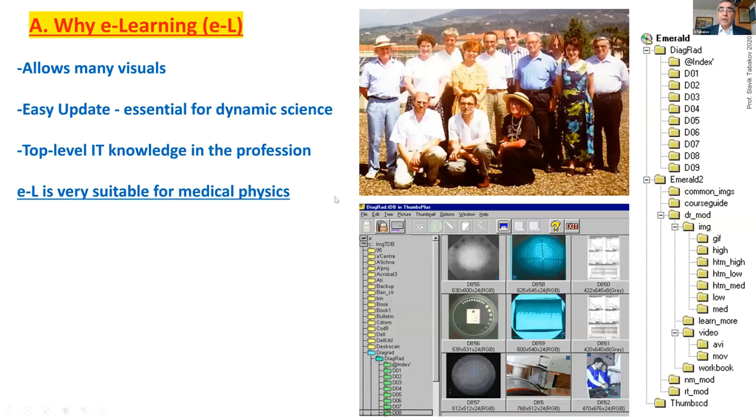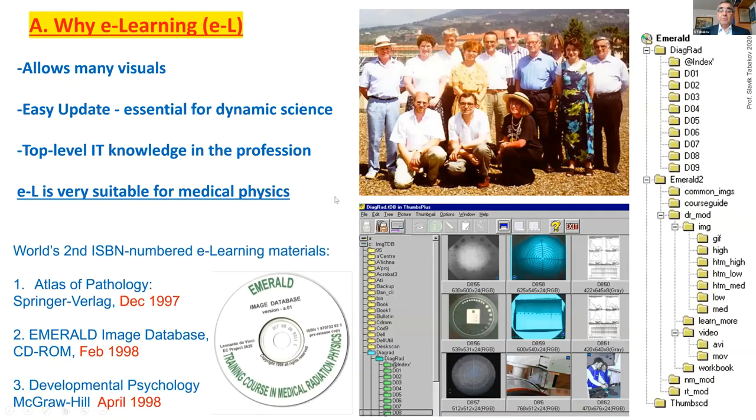From the beginning, we did this CD-ROM, which probably many of you know, the Emerald Training Course in Medical Radiation Physics. I think we all are proud that this was not only the first in the profession, it was the second in the world e-learning material with an ISBN number as a book. Here you can see the three such CDs which were made in only 4 months' time. We were the second together with Springer Verlag and McGraw-Hill.